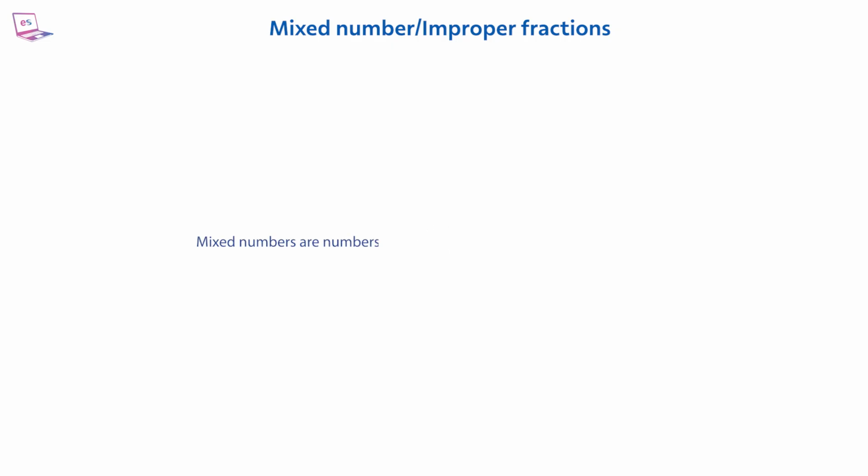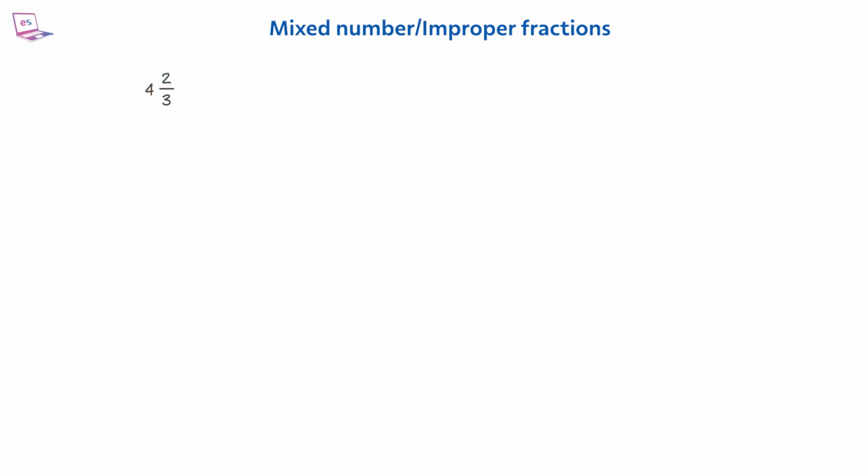Mixed numbers are numbers that combine a whole number and a fraction. Improper fractions are those where the numerator is larger than the denominator. For example, 4 and 2 over 3 is a mixed number. 4 is the whole number and 2 over 3 is the fractional part.